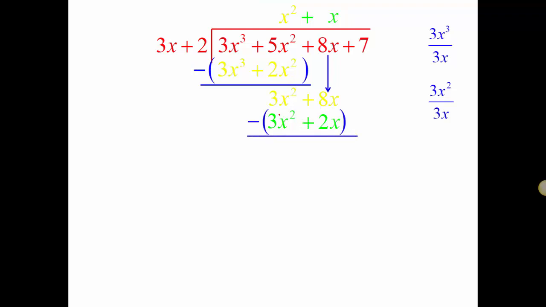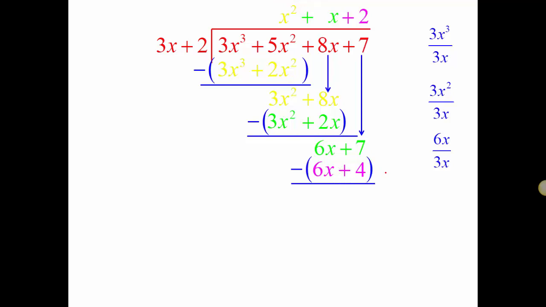Subtract. 3x squared cancels out. 8x minus 2x gives me 6x. Bring down the 7. 3x goes into 6x. Well, that's, again, 6x divided by 3x really is 2. 2 times 3x plus 2 would give me 6x plus 4. Subtract, and I'm left with 3. Since I've run out of terms, I now know that I'm done and that my remainder is 3.